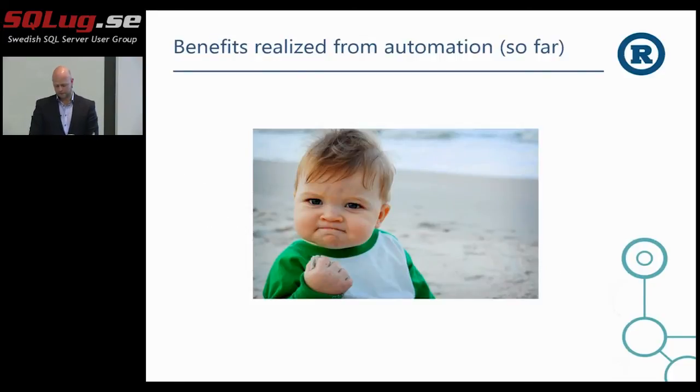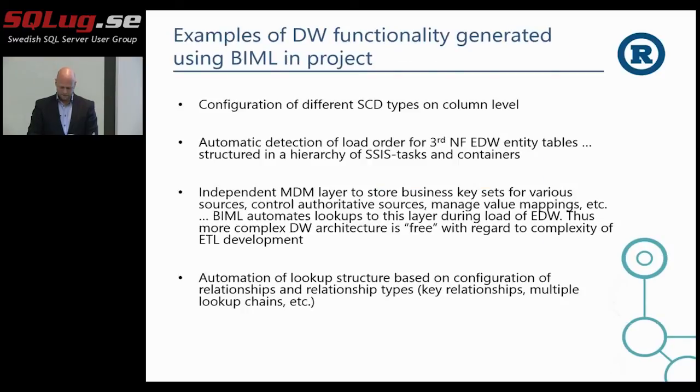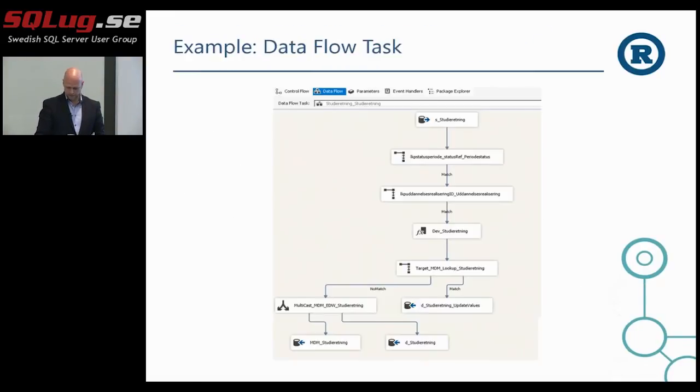Luckily, we of course had some benefits from doing this. First off, these are some of the things that we did. Like I said, we can configure slowly changing dimension types on a column level. The customer can do it. We're happy about that because it's their responsibility to do it. We have automatic detection of load order. I didn't show that, as you can see.